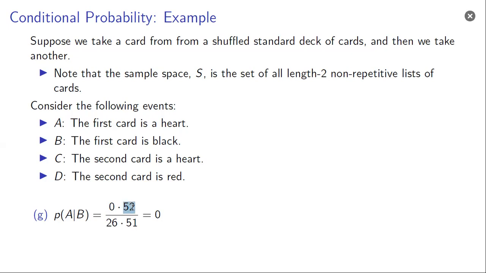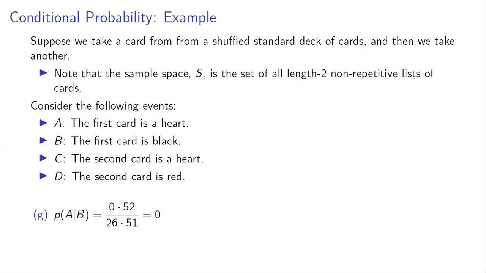And then the second card could be any of the 52 cards, because we didn't pick any for the first, because there was no way for that to happen. The sample space would be, again, we're working in the universe where B occurred. So the first card is black, so I have 26 choices for the first card times 51 for the second card. But this whole thing is just equal to 0, because 0 times 52 is 0. 0 divided by anything is 0.